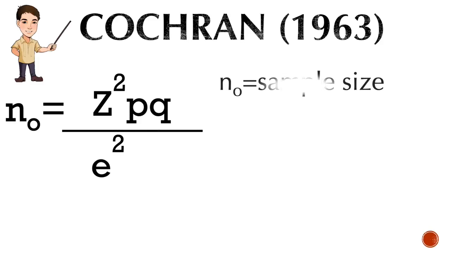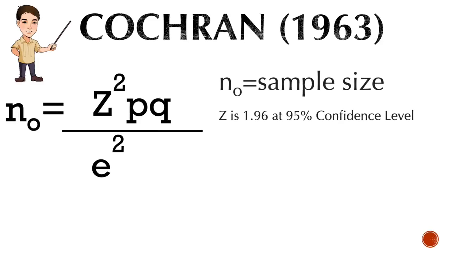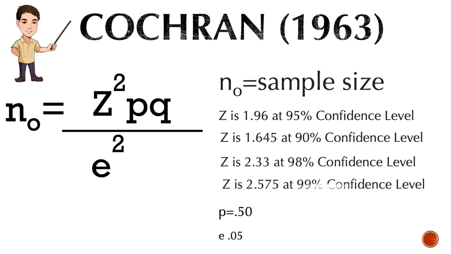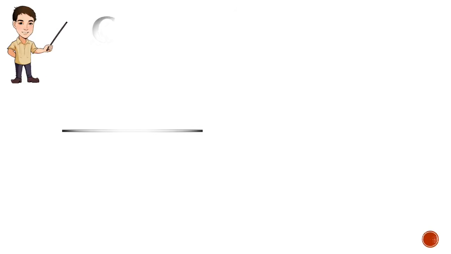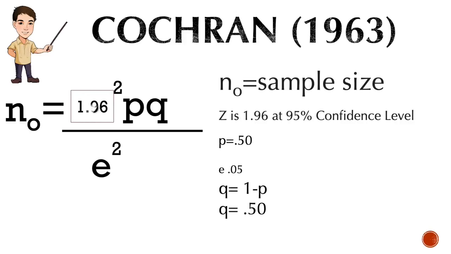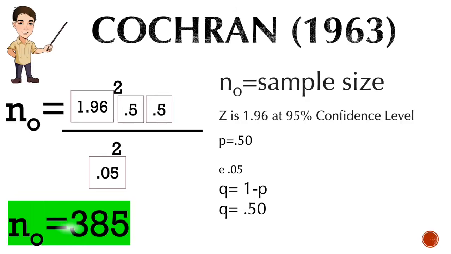First, we need to get the value of z. Remember that z is the critical value of the desired confidence level. The value of z at 95% confidence is 1.96. Substitute the values in the given equation. At 95% confidence level, 5% margin of error, and an assumed variability of 0.5, the required sample size is 385, or 385 farmers.